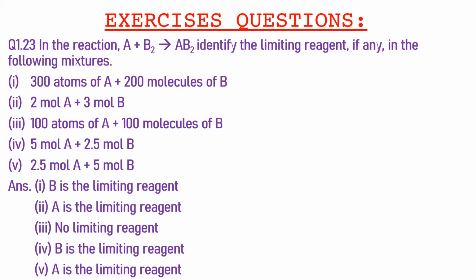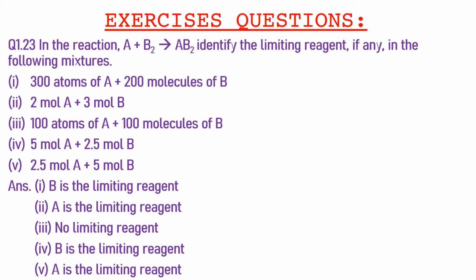According to the given reaction, we can say that one atom of A reacts with one molecule of B. Therefore, if 200 molecules of B are present, then it will definitely react with only 200 atoms of A, and 100 atoms of A will be left unreacted. So we can say that here B is the limiting reagent while A is the excess reagent.